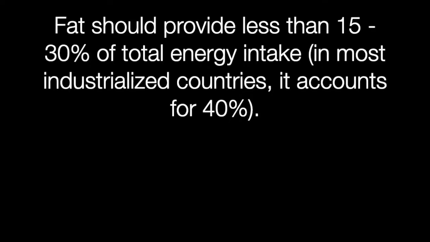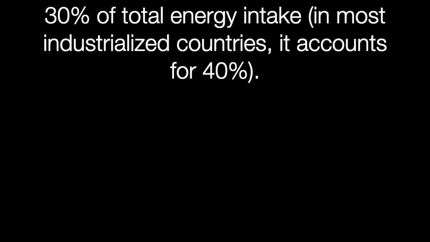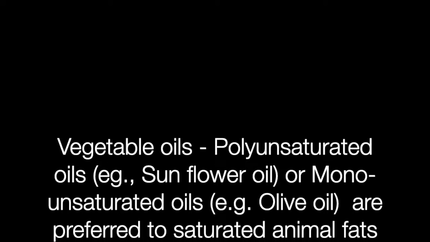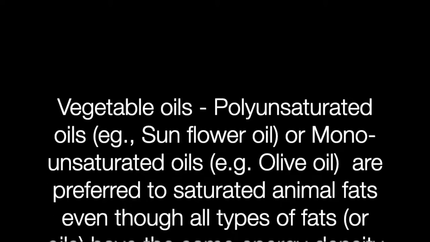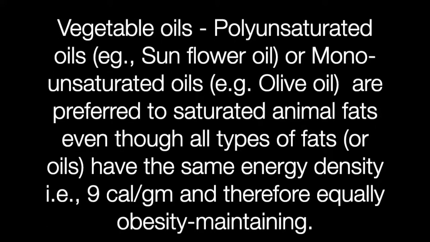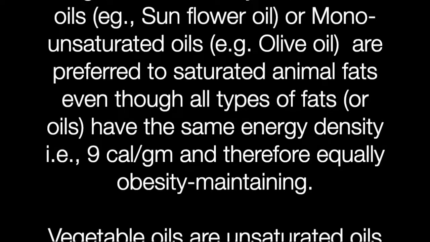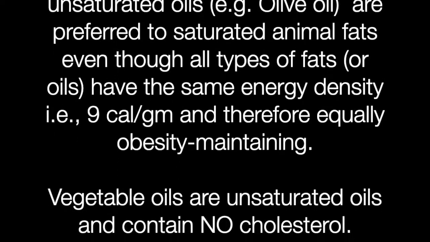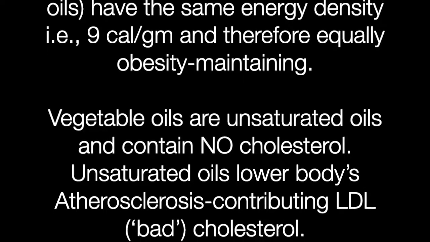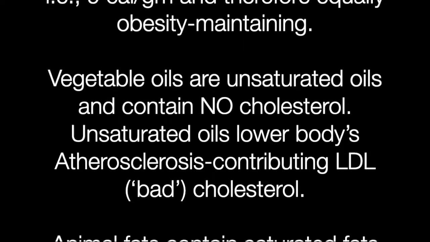Fat should provide less than 15 to 30% of total energy intake. Nowadays, in most industrialized countries, it accounts for 40%. Vegetable oils. Polyunsaturated oils, example sunflower oil, or monounsaturated oils like olive oil, are preferred to saturated animal fats, even though all types of fats or oils have the same energy density, that is 9 calories per gram, and therefore equally obesity maintaining. Vegetable oils are unsaturated oils and contain no cholesterol.